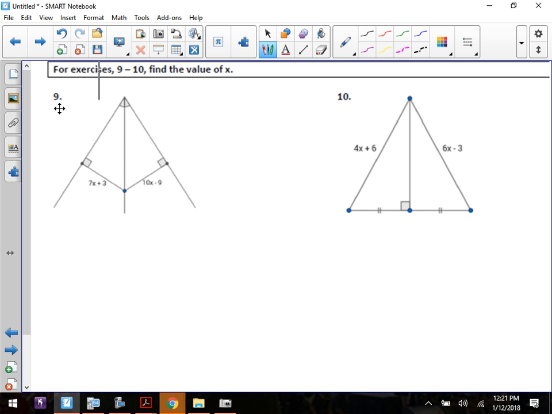Because also, since that's an angle bisector, these guys have to be equidistant from the edges of the side. So they have to be equal. 7x equals 7x and 3, 10x minus 9. 12 equals what, 3x?